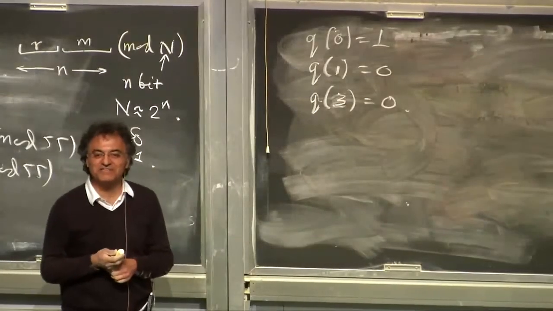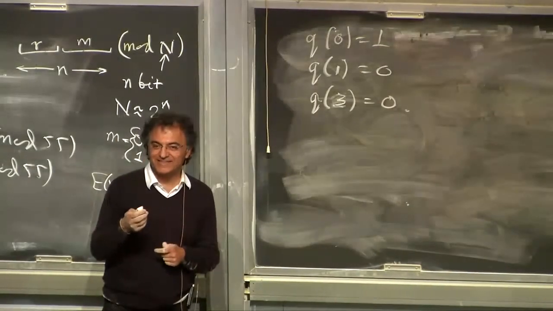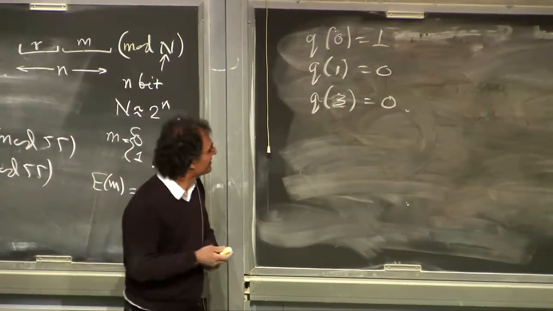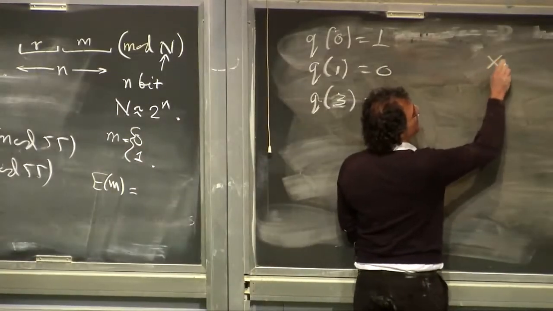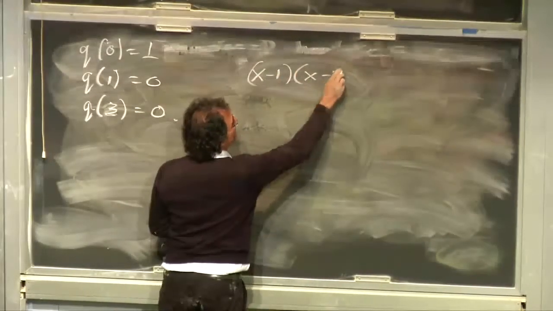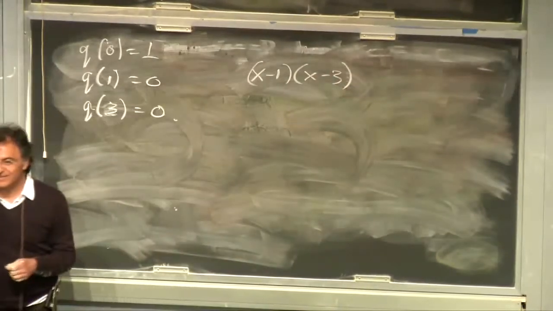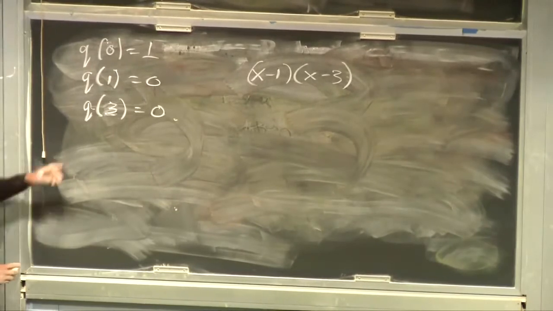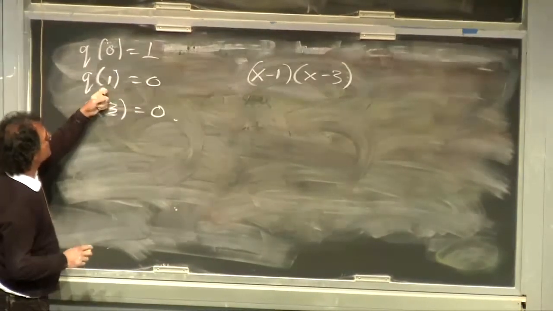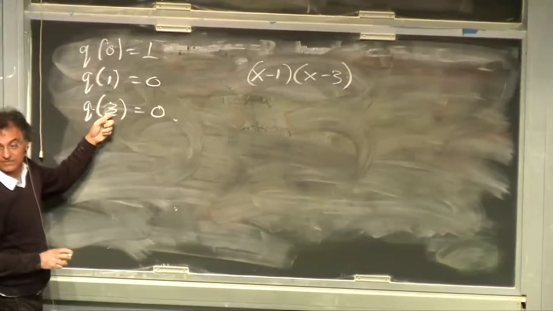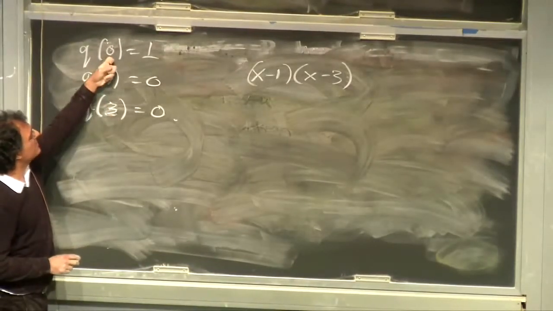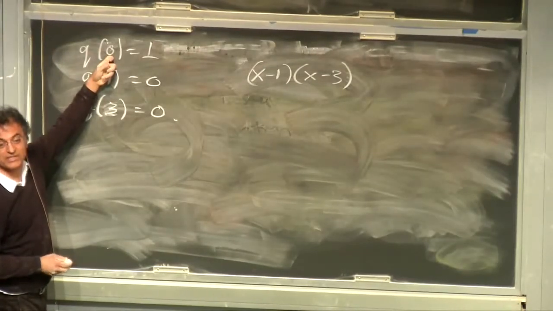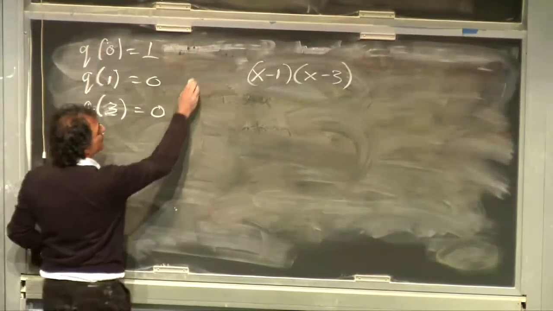You could set up a system of equations. Yeah, but what else could you do? You could look at the polynomial x minus 1 times x minus 3. Right? And why is that good? Well, when you substitute x equal to 1, you get 0. When you substitute x equal to 3, you get 0. What about when you substitute x equal to 0? You get 3.